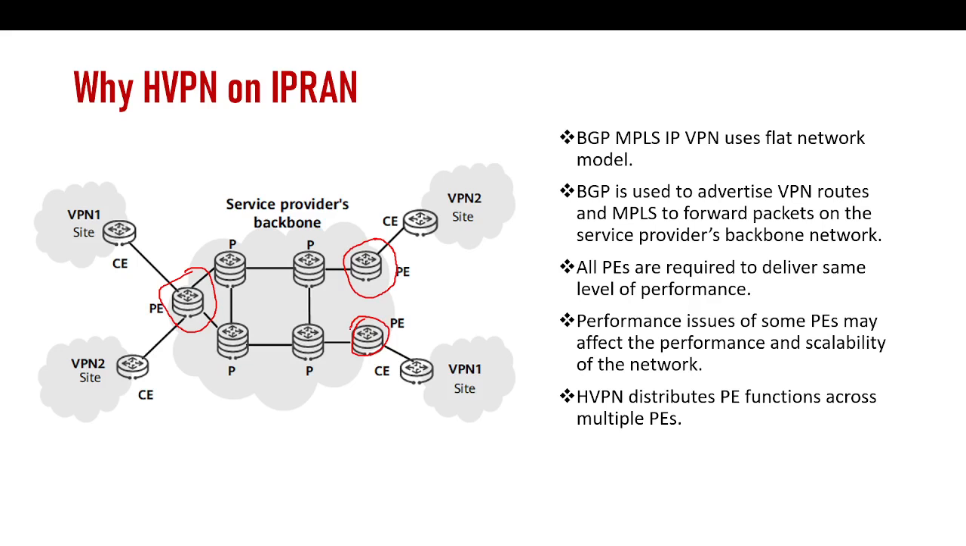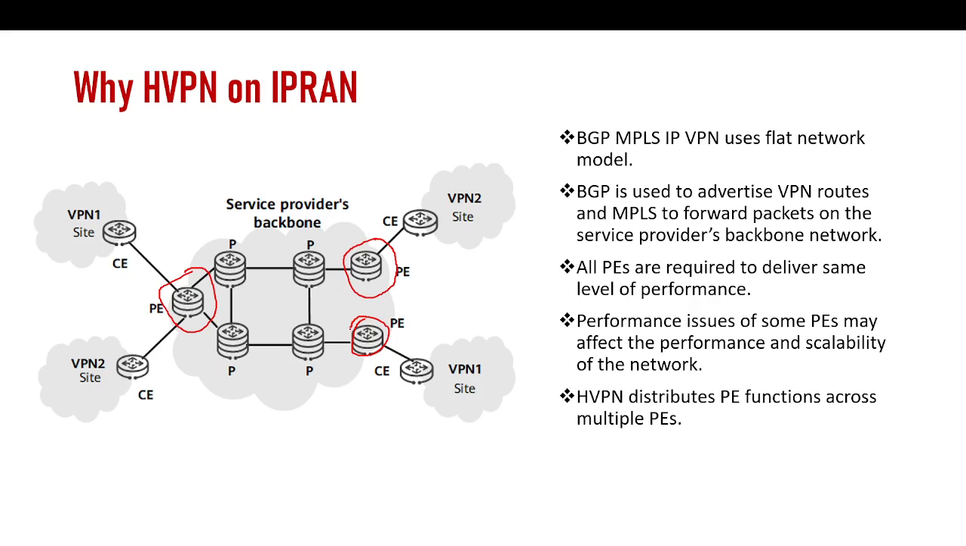So the normal BGP MPLS IP VPN just uses a flat network model. It means all PEs should be the same. They should have the same performance. We are using BGP to advertise the VPN routes and MPLS to forward packets on the service provider backbone network. Remember, with BGP MPLS, we are using BGP to exchange the routes, and MPLS because we are doing label switching. So MPLS is used to forward packets on the service provider's backbone network. So all PEs are required to deliver the same level of performance. All PEs should be the same. They should be able to handle the many routes on the service provider networks.